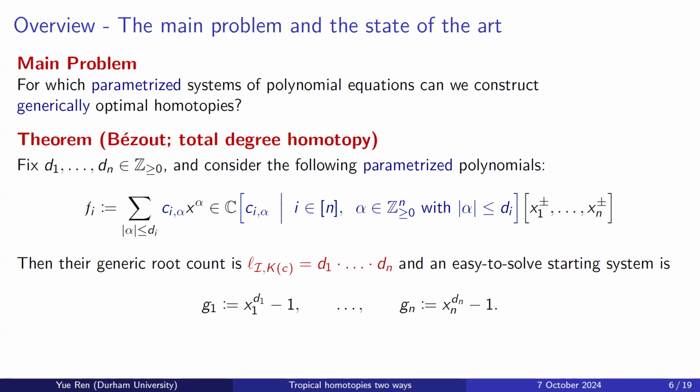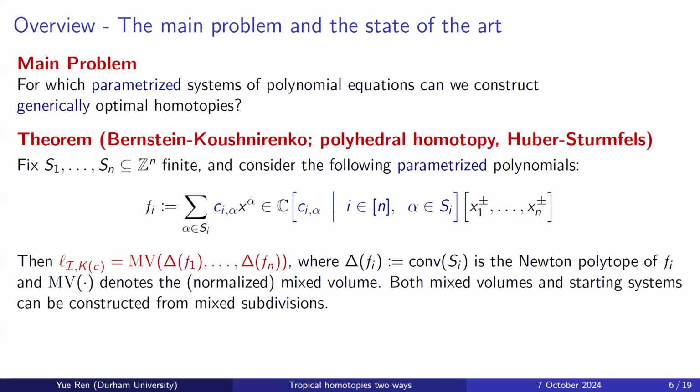More generally, there is this BKK theorem, the Bernstein-Kushnirenko theorem, that is very similar to Bézout. Now I don't look at all monomials below a certain degree. I fix finite subsets Si, and I'm looking at polynomials with this fixed polynomial support. Then the generic number of solutions is something we call a mixed volume of the Newton polytope.